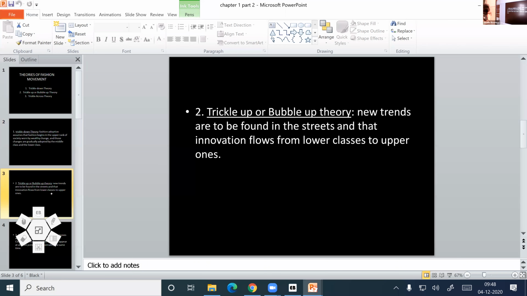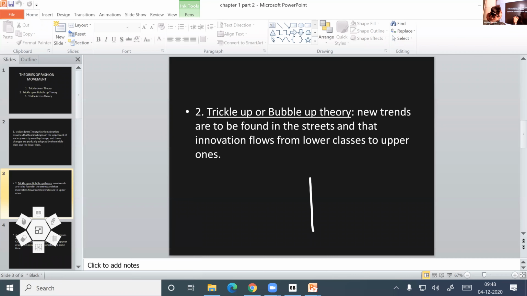The next theory is trickle up or bubble up theory. The trickle up theory is known as bubble up theory also. Just remember this arrow for trickle up theory. The trickle up theory states that new trends are to be found in the streets and that innovations flow from lower class to upper class. So what did you understand from this definition, Steffi? The fashion from the lower class gradually reaches the upper class. Yeah, same. It is simple now.